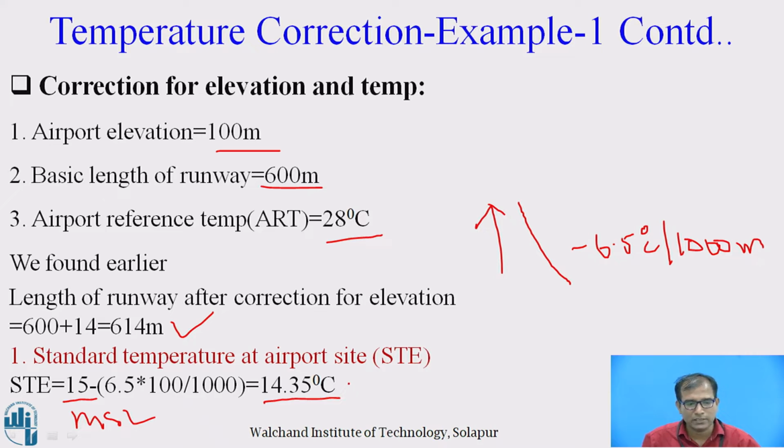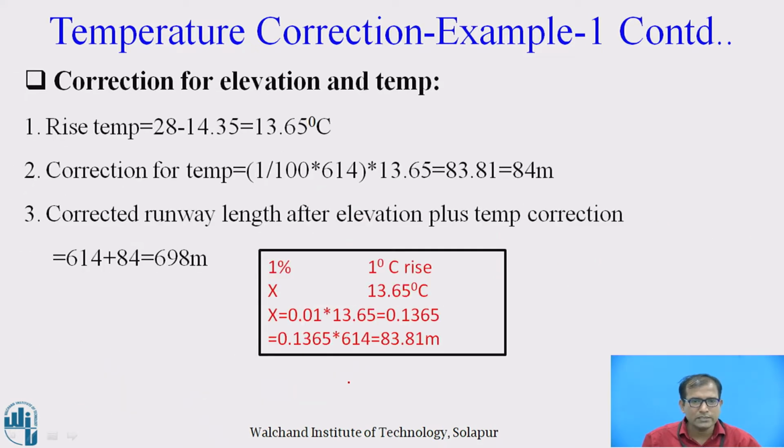Now for the second step, we need to calculate the increase in the ART temperature. We know ART is given as 28 degrees minus 14.35, which gives 13.65 degrees centigrade. Now for this we are going to apply the correction of 1% for every 1 degree rise in the ART temperature. So for 13.65, how much? We already know this relation.